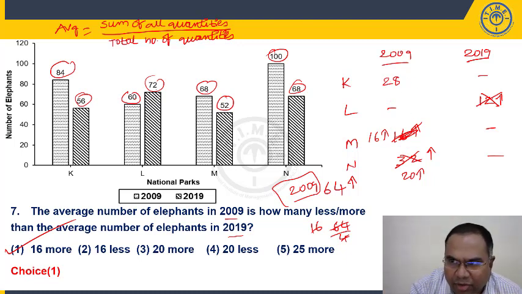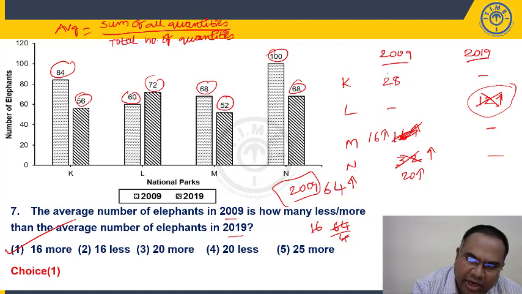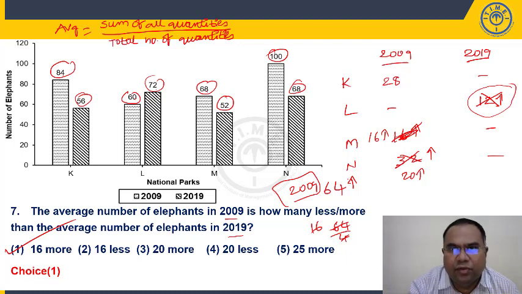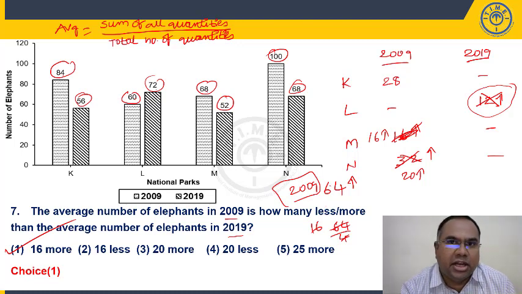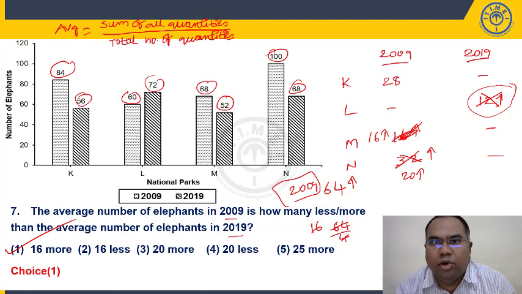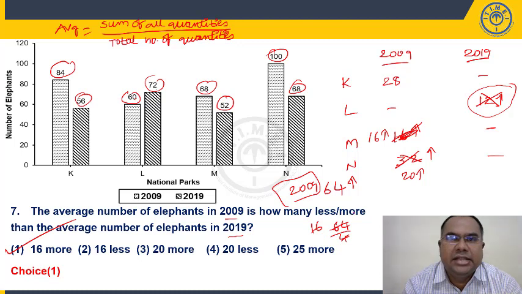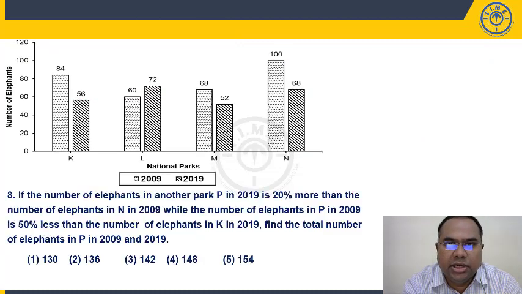So if I have to reduce, because for one of the national parks in 2019 it is 12 more, you have to reduce that 12 from any one of these values. In total you are getting 64 more than 2009. But how much more is the average? That is the question. The average is by 4 because we have 4 national parks. So it will be 16 more students. Choice 1. Okay. Next question on your screen, students.